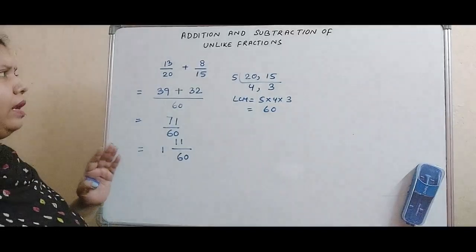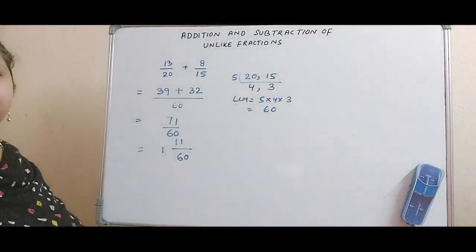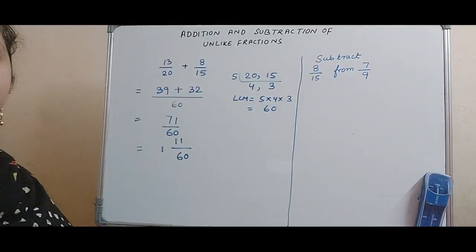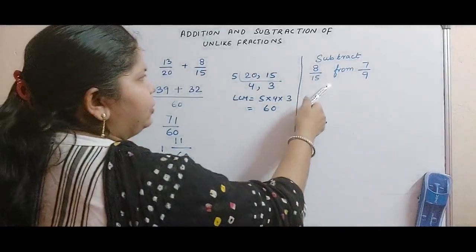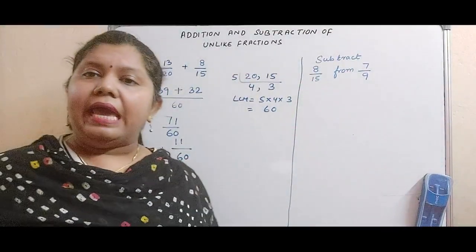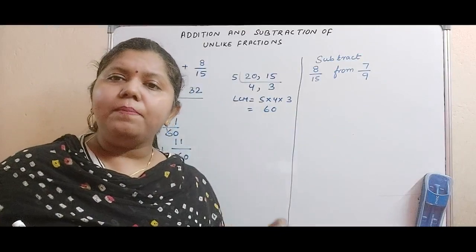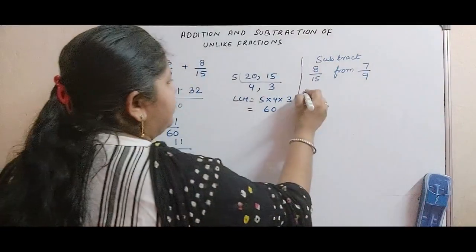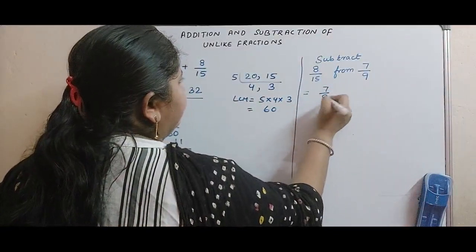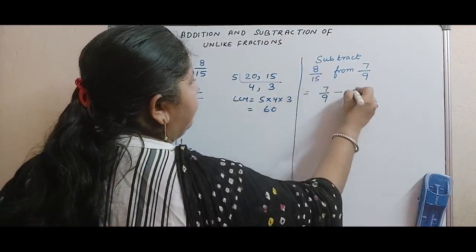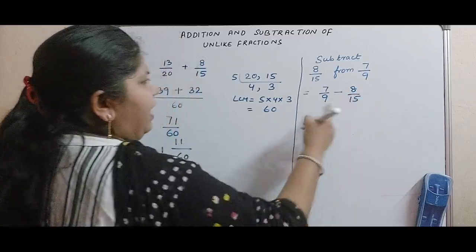Okay. And now let us do one example which shows you subtraction of unlike fractions. Now we have taken one example of subtraction here. Subtract 8 by 15 from 7 by 9. Okay. As we know, the 'from' part is always bigger. So you have to write it this way: 7 by 9, because we subtract from 7 by 9, so this will become the minuend here, minus 8 by 15. We have to solve this.